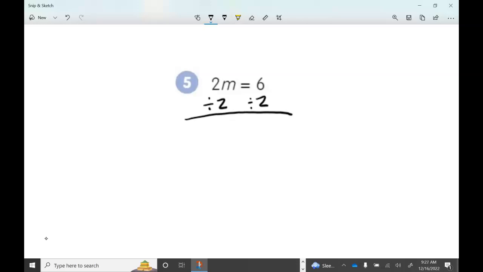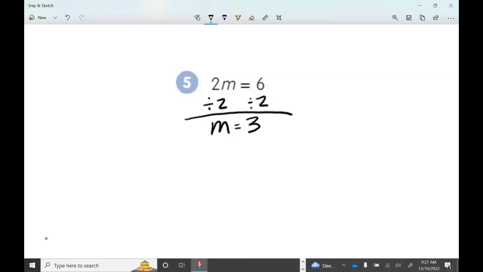So we have the inverse operation that gets our variable alone. Just remember what that does. That just gets your variable alone on the left or right side of the equation. Bring down our equal sign. 6 divided by 2 is 3. So the solution for this algebraic equation is m equals 3.